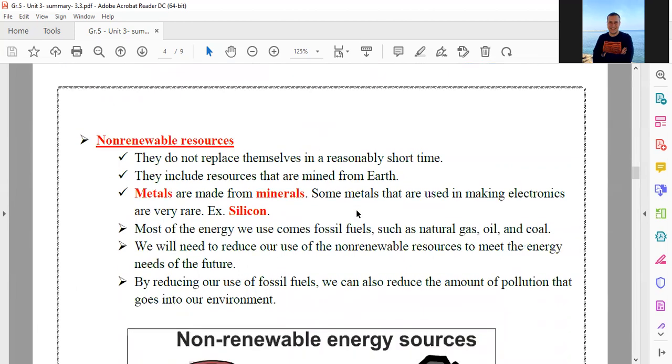Before we move to the non-renewable resources, any questions about this part? Guys, all this is clear?